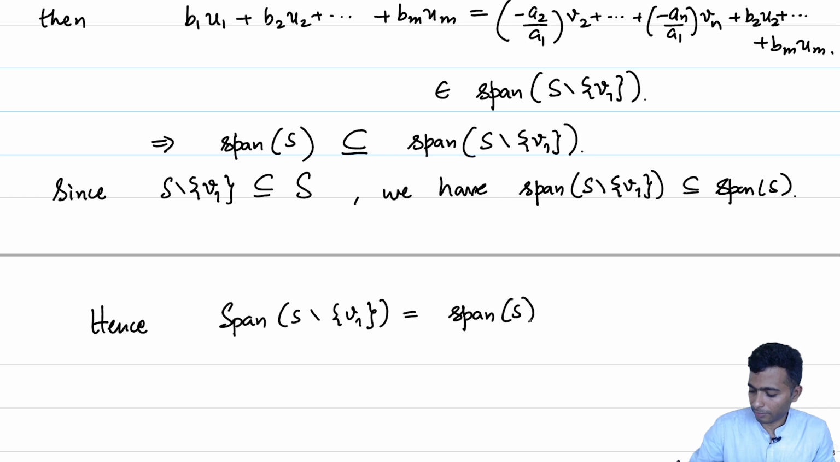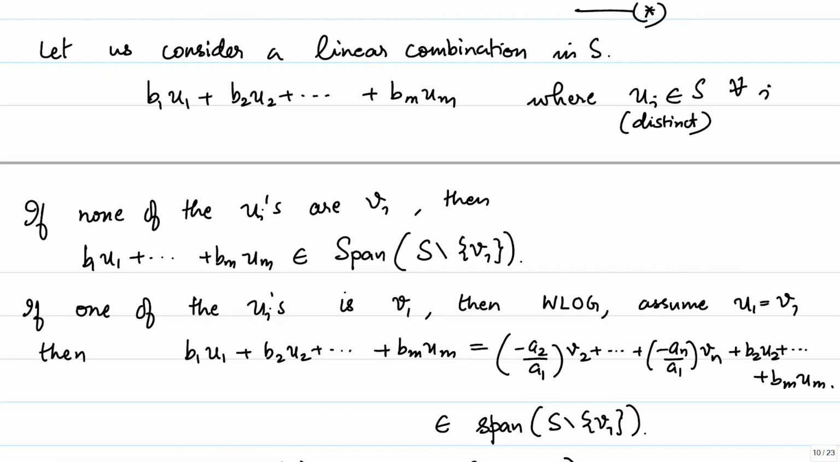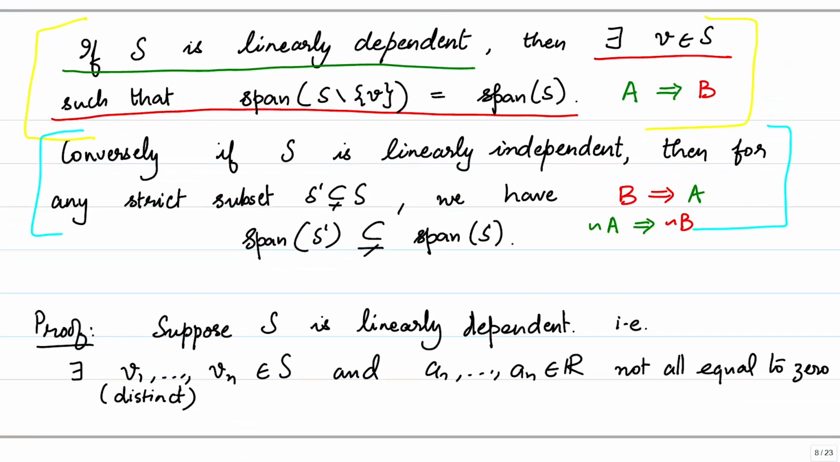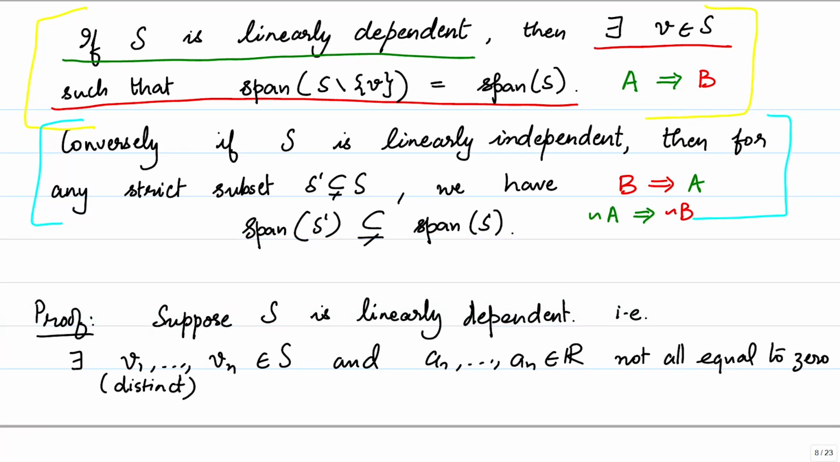That is precisely what it means for two sets to be equal, right? A is equal to B if and only if A is contained in B and B is contained in A at the same time. We have shown that. So, essentially we have shown the yellow statement here, whatever is put in the yellow bracket. Let us now show the converse.